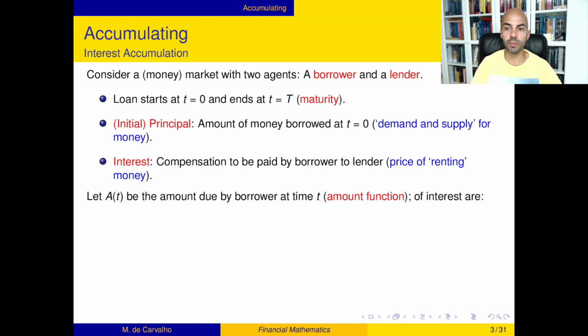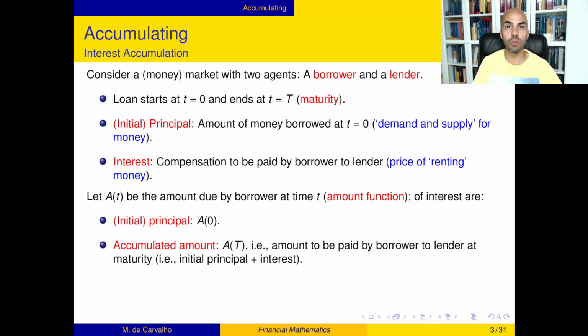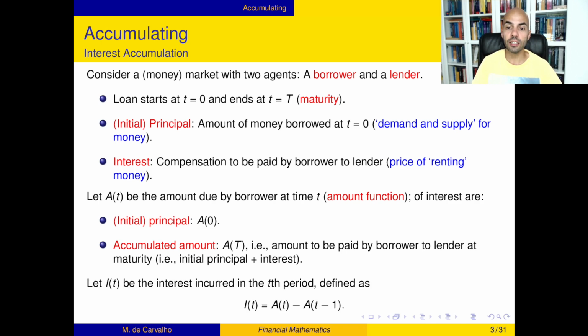In order to keep track of the amount due by the borrower over time, I'll define the amount function A. Of interest are the principal, which corresponds to the amount function evaluated at the period t equal to 0, as well as the accumulated amount, which corresponds to the amount function evaluated at maturity. That is, it is the amount to be paid by the borrower to the lender at maturity. To keep a record of the interest incurred in the time period, I will define the function I, which corresponds to the variation in the amount function at every point in time.